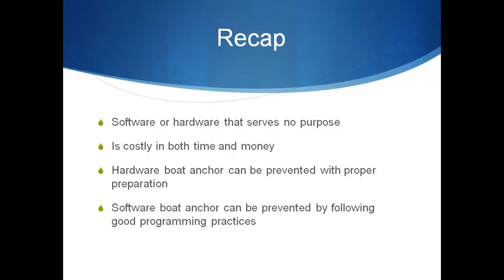A hardware boat anchor can be prevented with proper preparation. A manager really needs to take the time to think about whether or not hardware is worth the purchase. Software can be prevented by following good programming practices and implementing source control. Get rid of the things that are not being used so that, especially in multi-developer environments, other developers are not being confused.